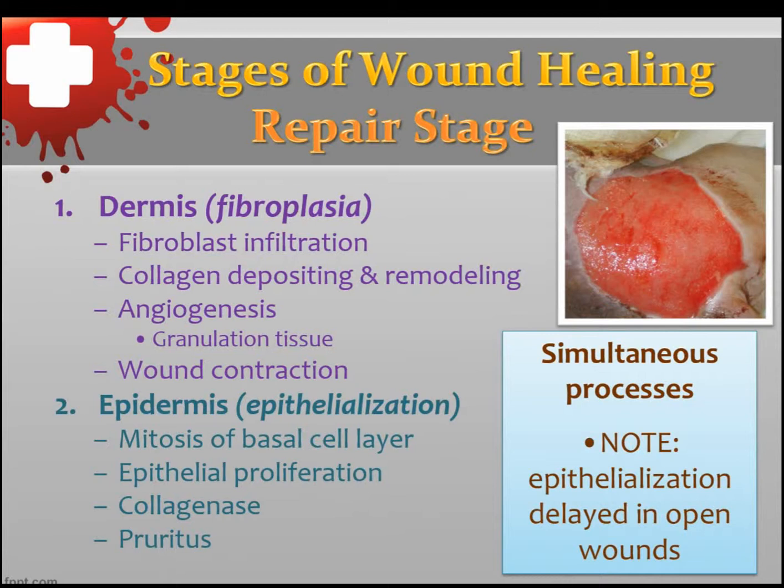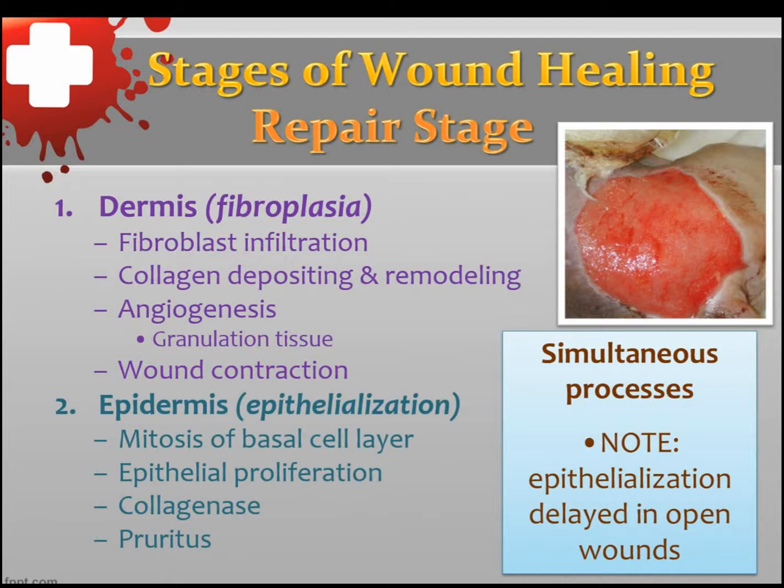As epithelial cells are multiplying, they're releasing something called collagenase, which is what dissolves the fibrin attachments and excess scab so that it can fall off. And then as epithelialization is happening, nerve endings are being stimulated and possibly being regenerated, which is what causes the itchiness you feel when a wound is healing. Pruritus usually starts within 48 hours after the wound has occurred.